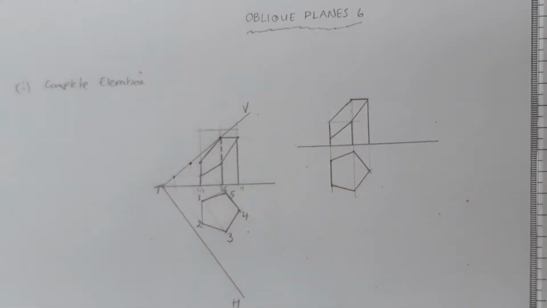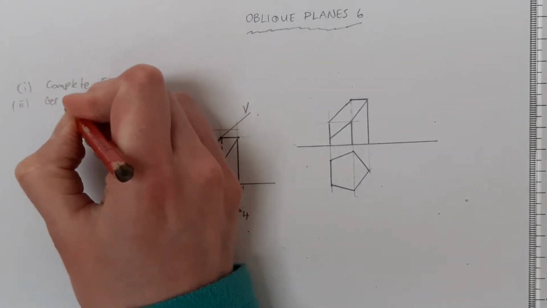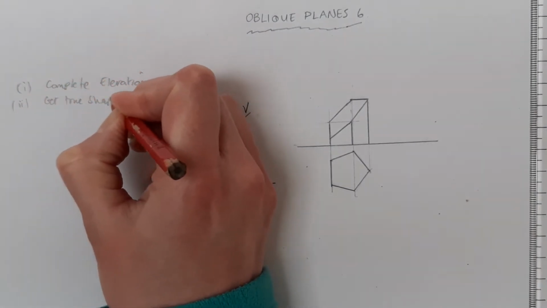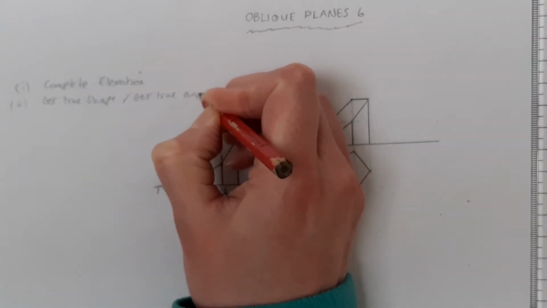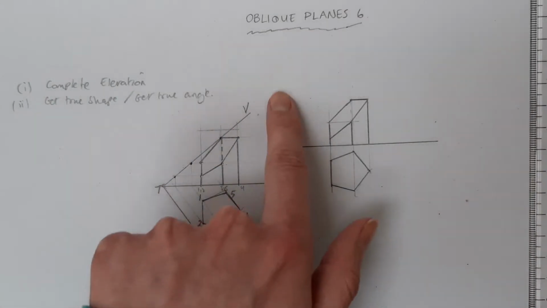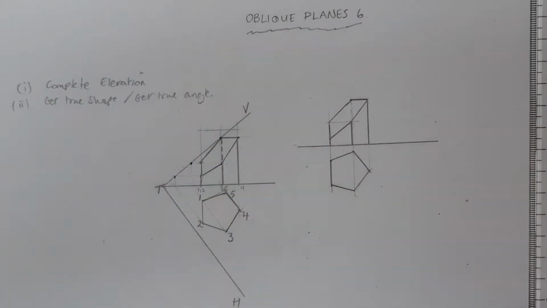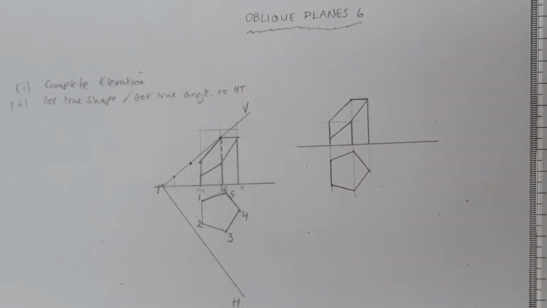And other questions you could be asked on this is get true shape or get true angle. And the angle depends on the question. So it could be the true angle to the horizontal trace or the true angle to the vertical trace. In this one, I want to get the true angle to the HT. So to the horizontal plane or to the horizontal trace.